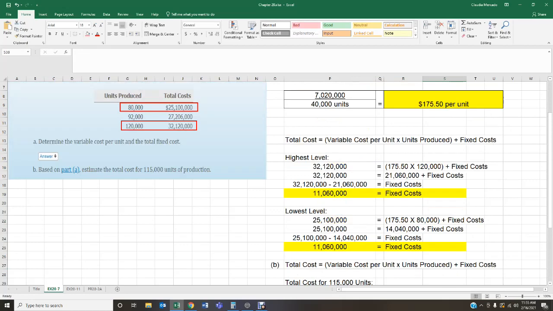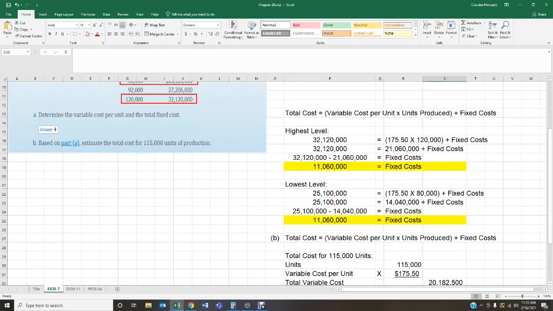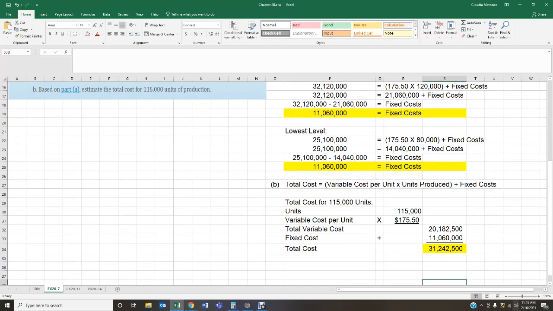So requirement B, based on part A, estimate the total cost for 115,000 units of production. If I were to produce 115,000 units, this is what my total cost would be for those units. We're looking at a variable cost of 20,182,500, fixed cost of 11,060,000, for a total cost of 31,242,500.